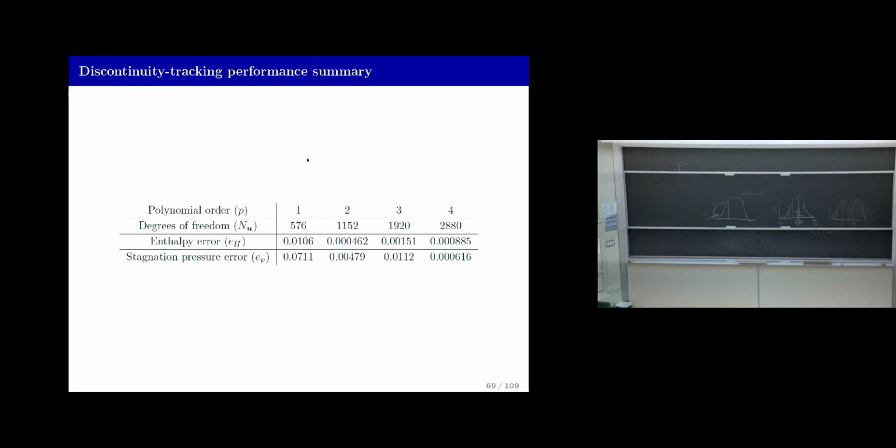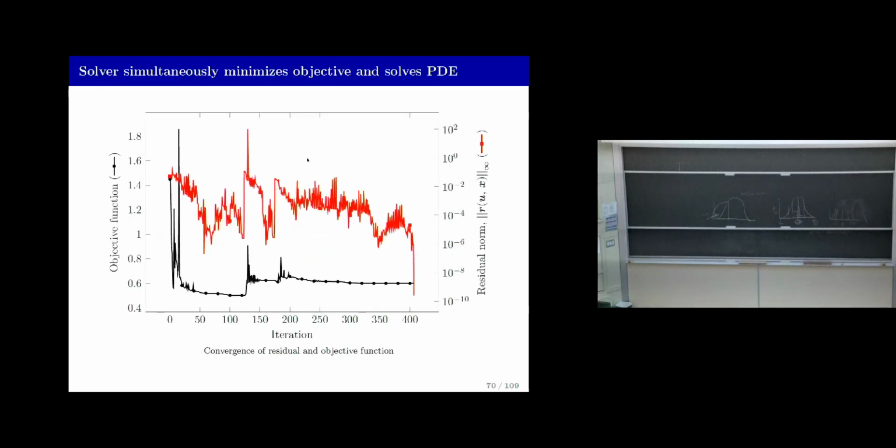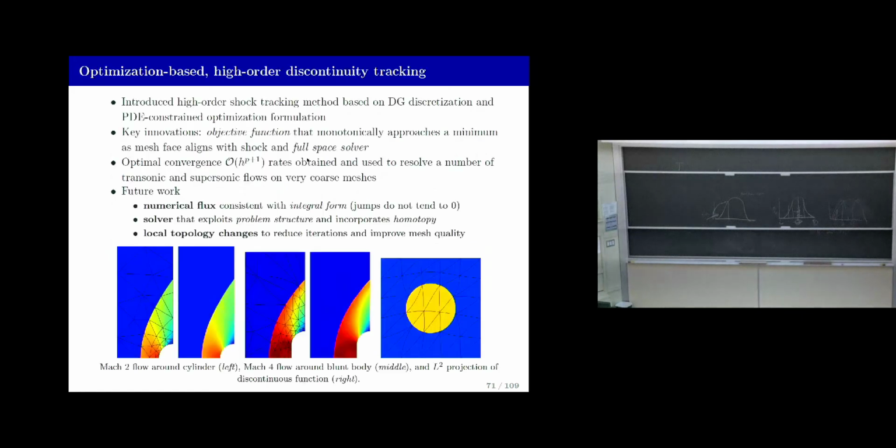I already mentioned the error. So this is my last slide before my conclusion, and it's just trying to drive this point home one more time about this full space solver. Here's the residual, in red, and here's the objective, in black. The residual is never 0 until the final iteration, when the objective function has hit its minimum. That's essentially the key to making this method work.